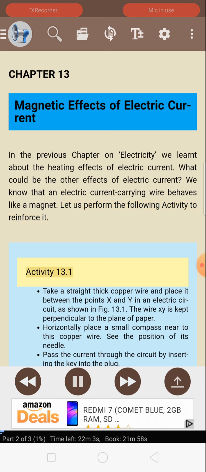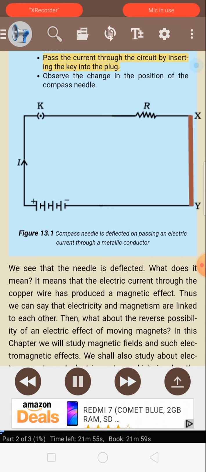Activity 13.1. Take a straight thick copper wire and place it between the points X and Y in an electric circuit, as shown in figure 13.1. The wire XY is kept perpendicular to the plane of paper. Horizontally place a small compass near to this copper wire. See the position of its needle. Pass the current through the circuit by inserting the key into the plug. Observe the change in the position of the compass needle. Figure 13.1: compass needle is deflected on passing an electric current through a metallic conductor.